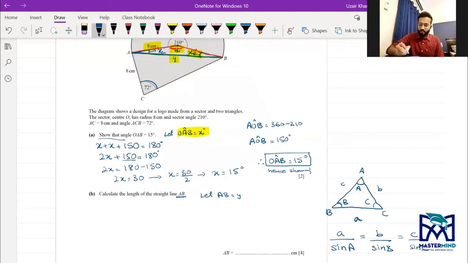So what I'm going to do is 8 upon sine of angle 15. 8 is the radius over here, and the sine of angle opposite to it is 15, which should be equal to this length right here, which I've labeled as y, which you can also take as AB. It's completely up to you. And that happens to be opposite to the angle 150. So it will be upon sine of angle 150.